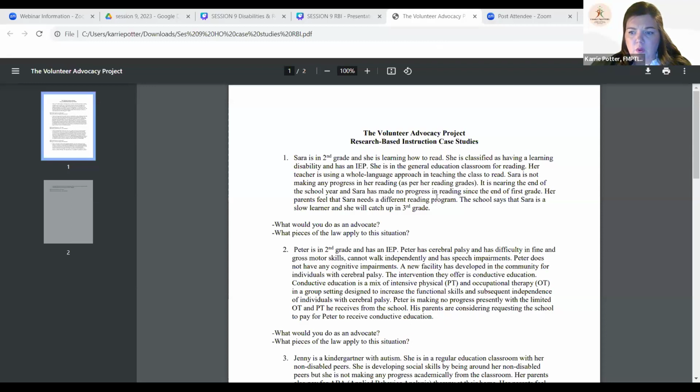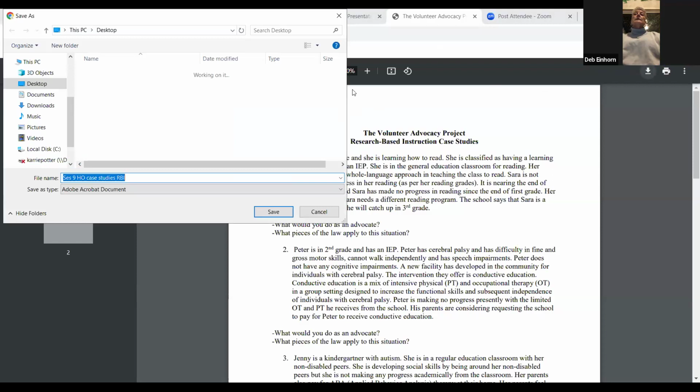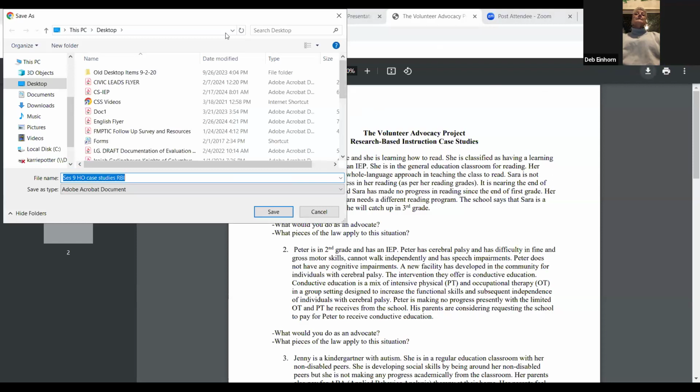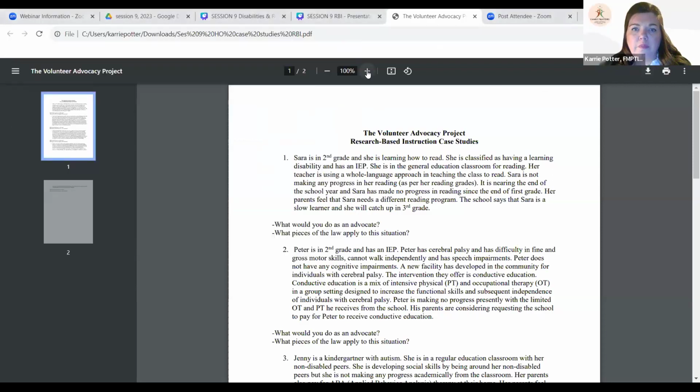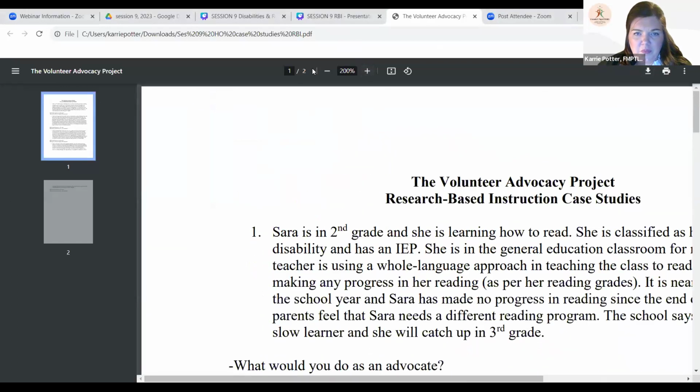Okay, can you see that okay? Yeah, can you make it a little bigger? You go up to that plus sign. Oh, okay. There we go. Thank you.